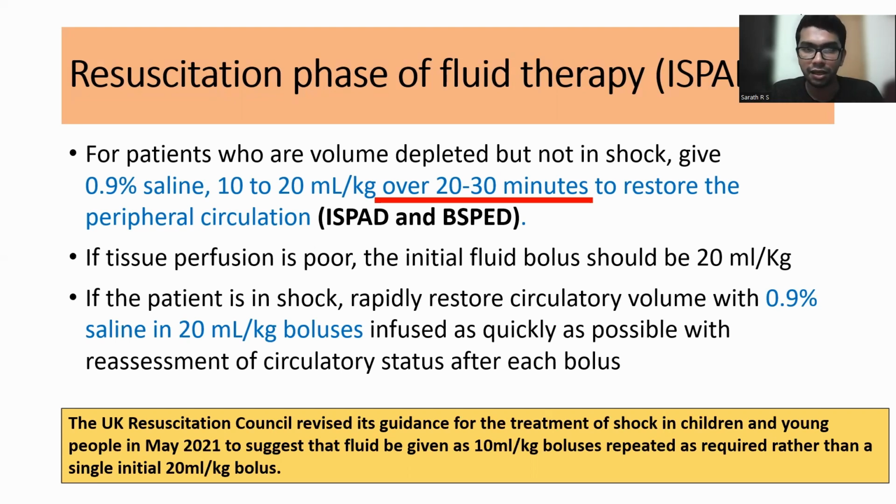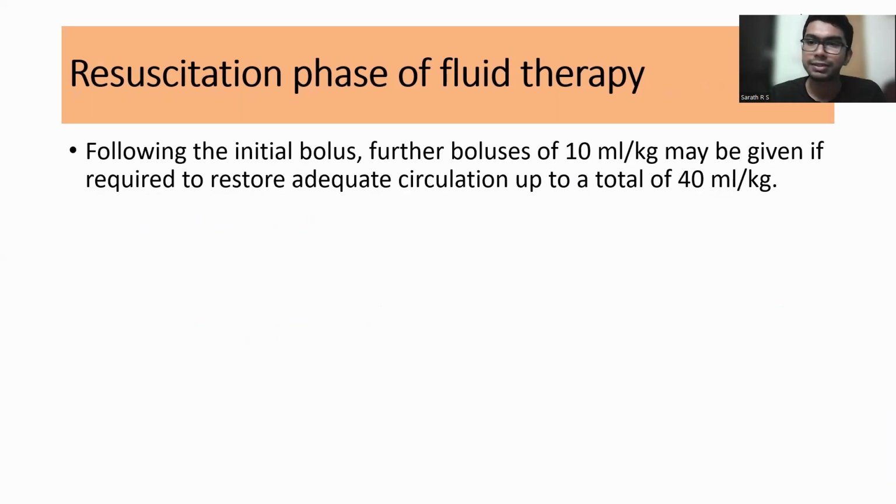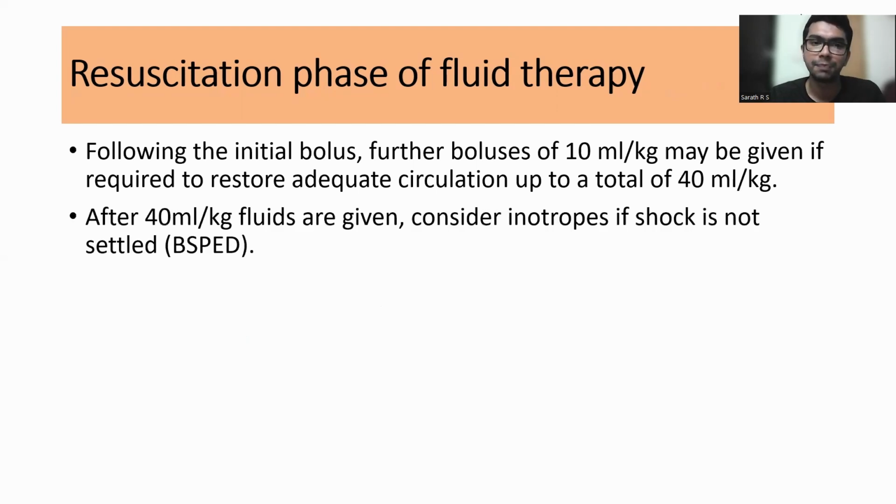In ISPAD, if there is shock, give 20 ml per kg as fast as possible. In the British guideline, you give 10 ml per kg, then reassess. If there is a need, give again. That's the difference. If the initial bolus is not sufficient, you can still continue giving 10 ml per kg boluses up to a maximum of 40 ml per kg. Even after giving 40 ml per kg of fluids, if the BP is not maintained, then consider inotropes, because there might be a component of septic shock in this DKA patient.